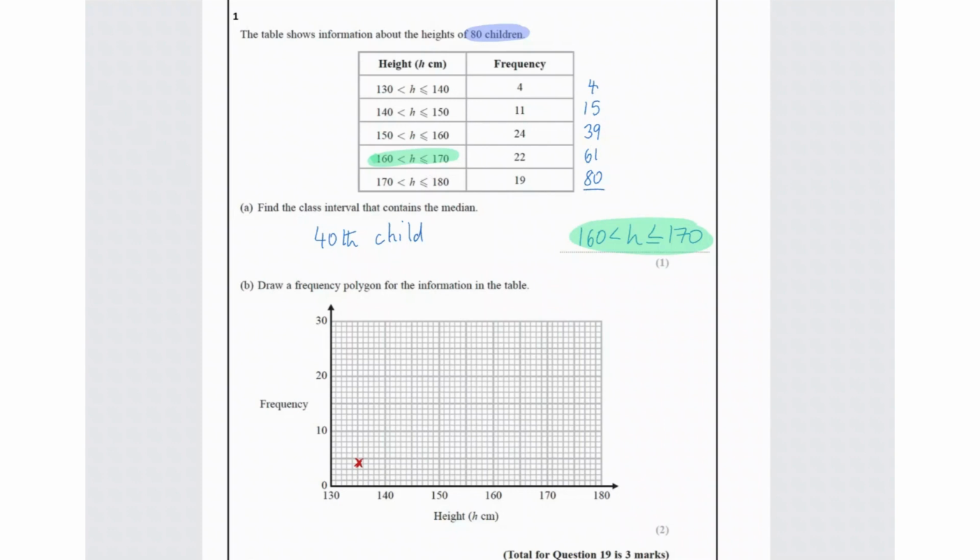So we're going to just keep doing that for each group, 11 for the next group, 24 for the group after that, 22, and the final group, 19. So what's key is that we plot in the middle of the group. If you don't plot in the middle of the group, you won't get the marks. And now what we need to do is join these up with a straight line.